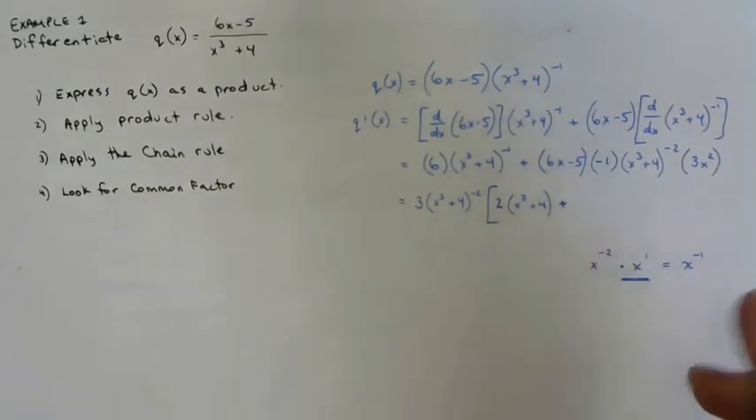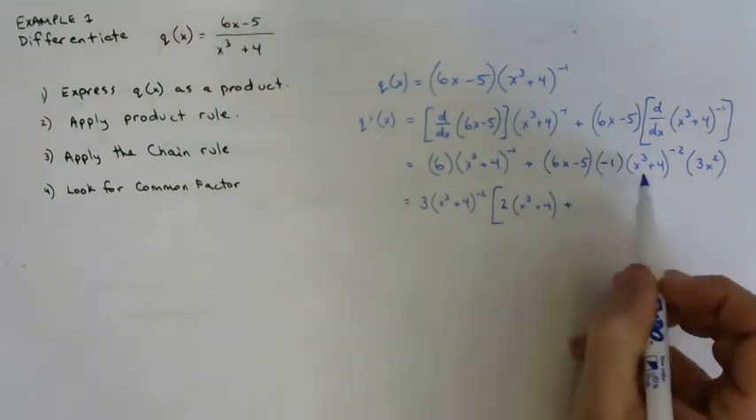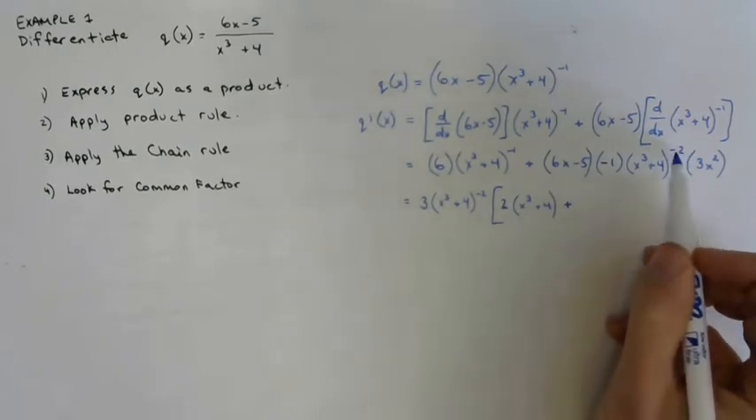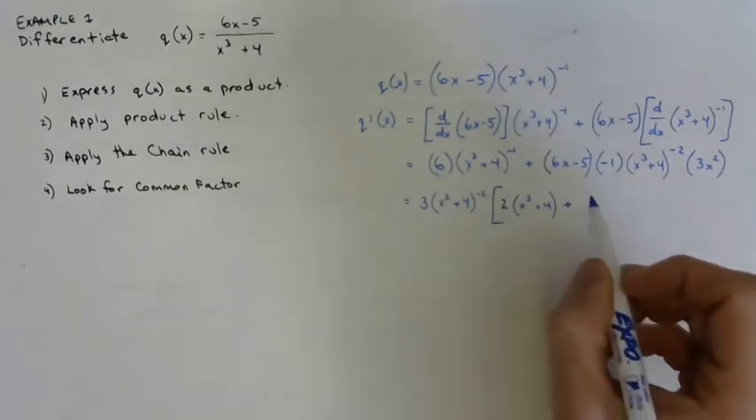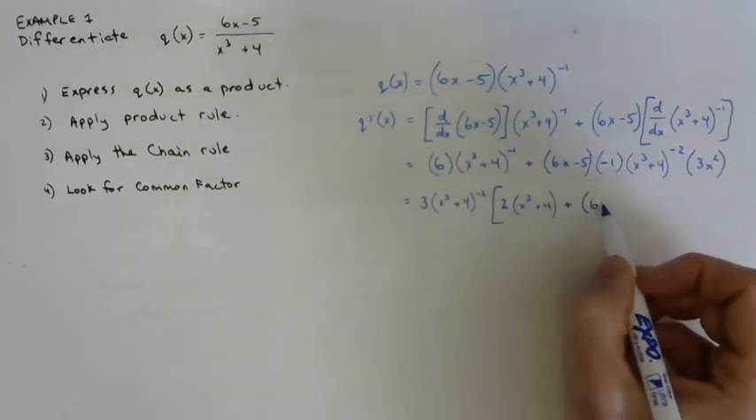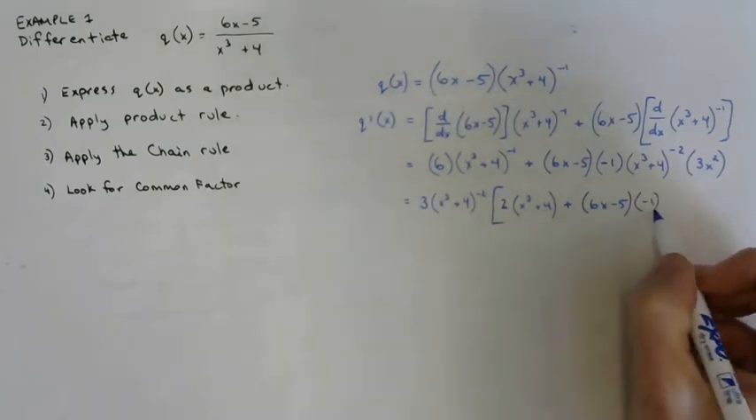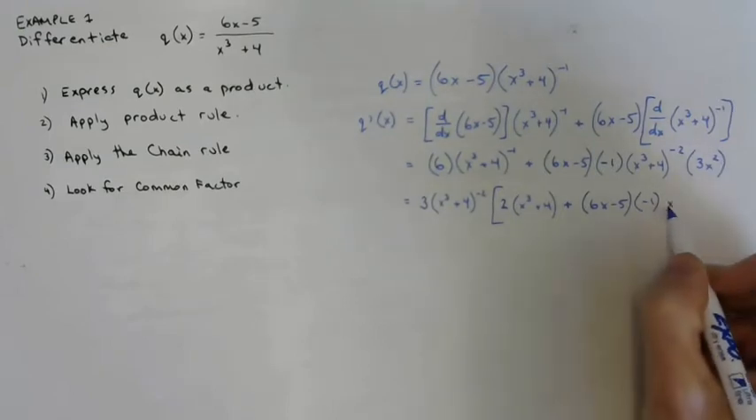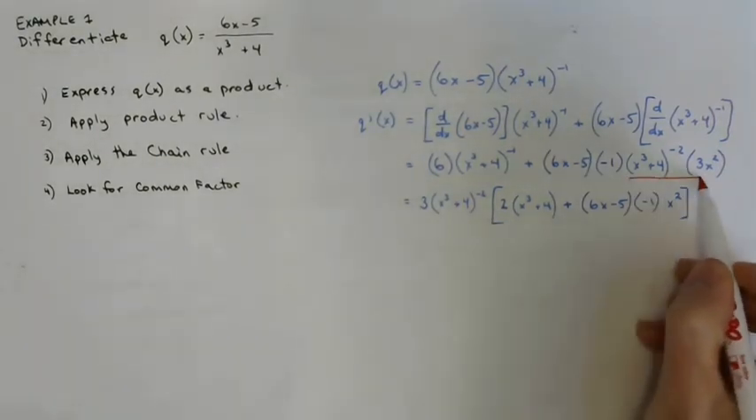Next, over here. What do we have left in this term? If we pull out x cubed plus 4 to the power of negative 2 and the factor of 3, we are left with 6x minus 5 times negative 1, and the only other thing that's left is x squared. Okay, so this whole piece got factored out.